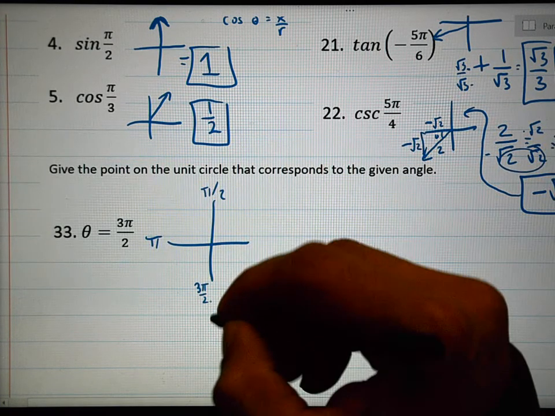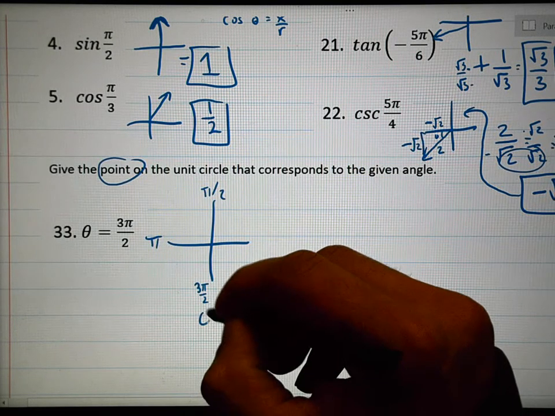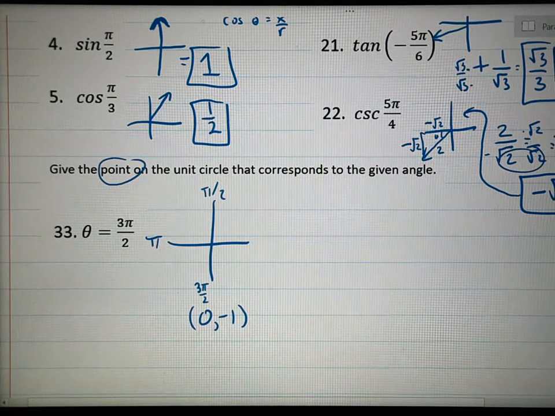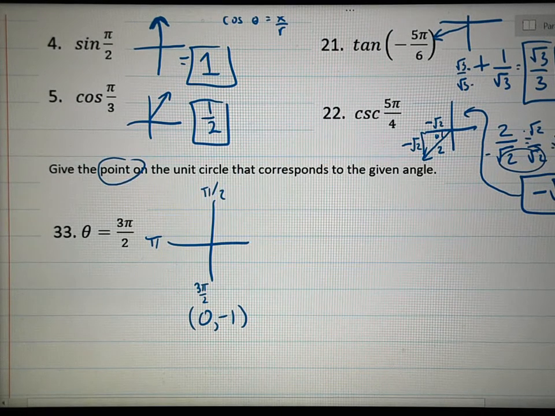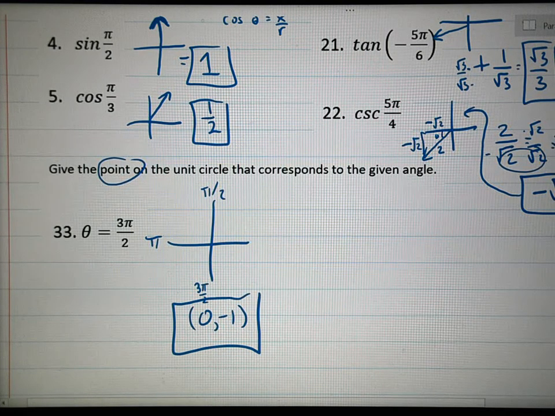That's our angle. What's the coordinates? The point. The ordered pair going straight down on the unit circle. 0, negative 1. There is my answer. That's it. That's all they're asking for. What are your x and y coordinates? That brings us to the end of our notes for today.